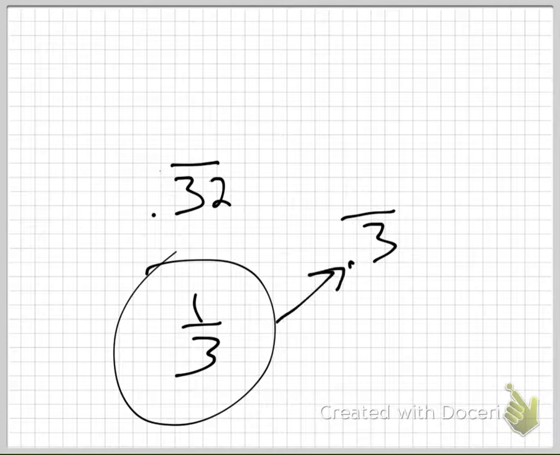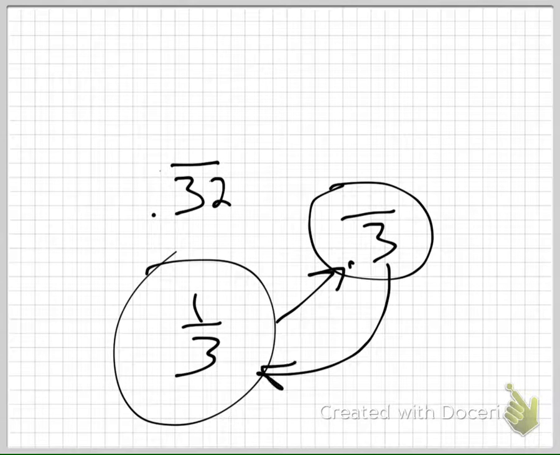So wait a second. If 0.3 with a line over it can be written as 1/3, what is true about it? It can be written as a fraction, which makes it rational, right?